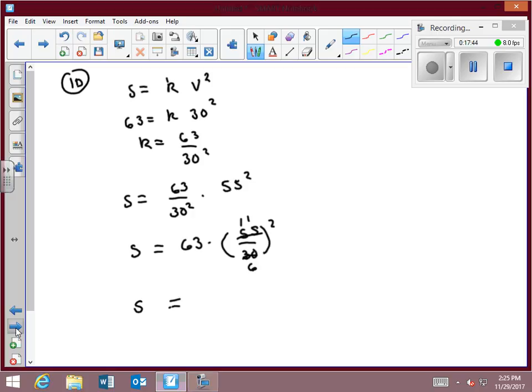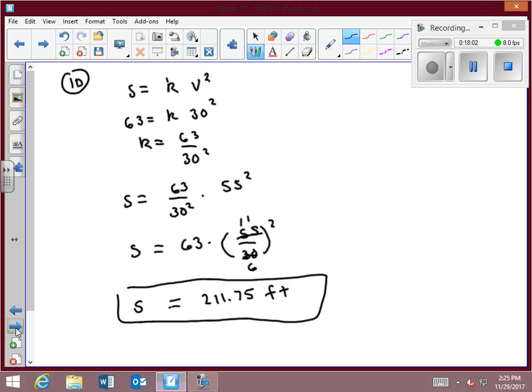What'd you get? You're still doing? I got 211. How much? 211.75. We go with that. So that's the P stopping distance. It sounds reasonable. You're going to go 63 feet when it's 30 miles an hour and 211 when it's 55. Probably right.